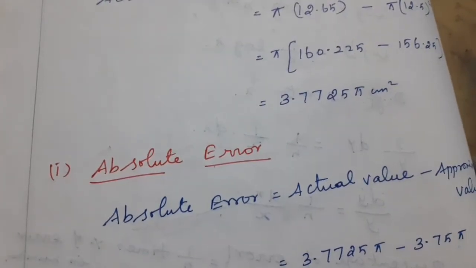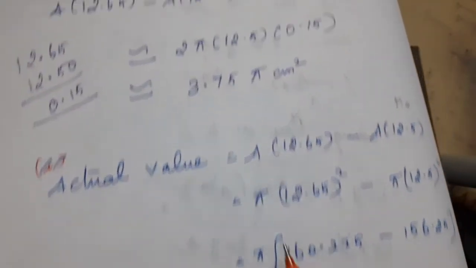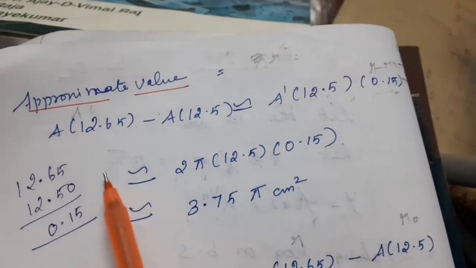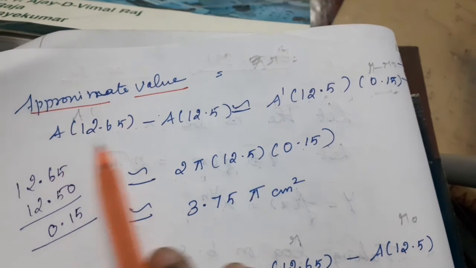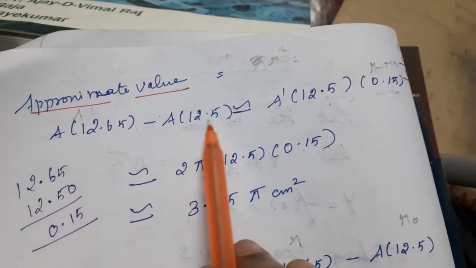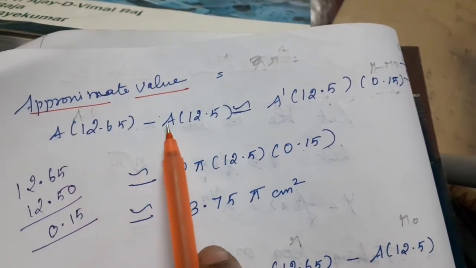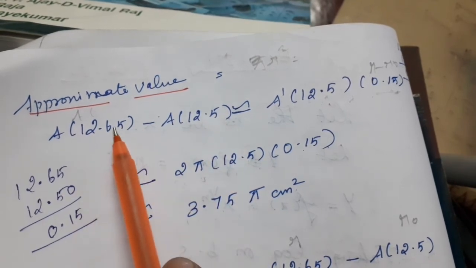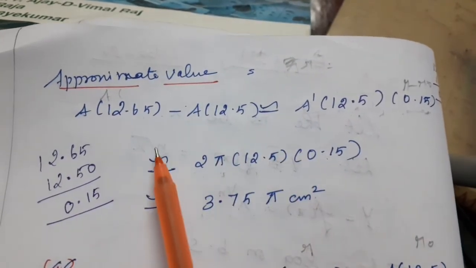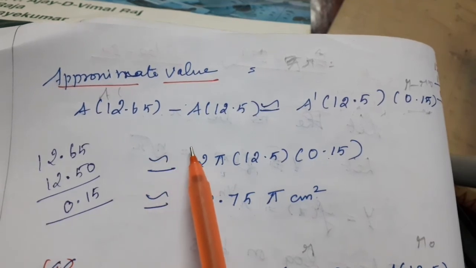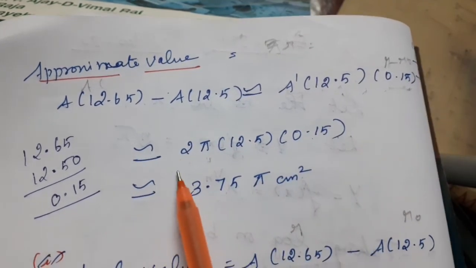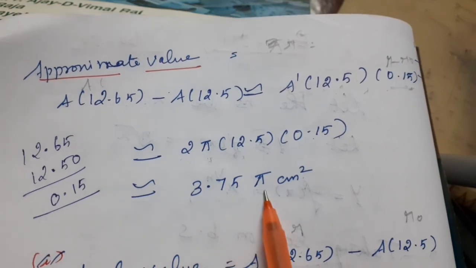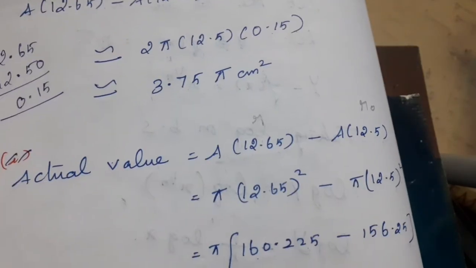How do we find the absolute error? Actual value minus approximate value. The approximate value is the area of the increased radius minus the original radius, so 12.65 minus 12.5. To find the approximate value, we remember the formula, the linear approximation L of x. We substitute and get the approximate value 3.75 pi centimeter square.